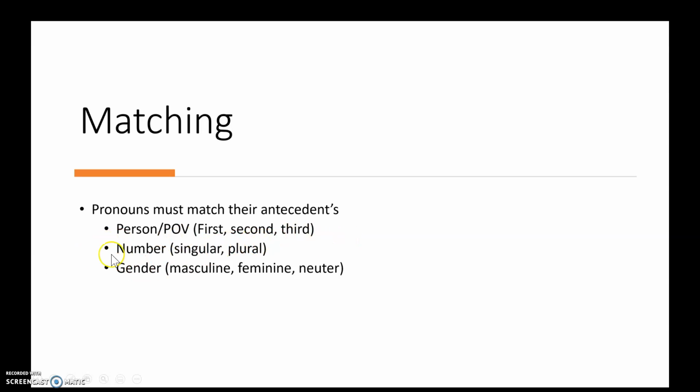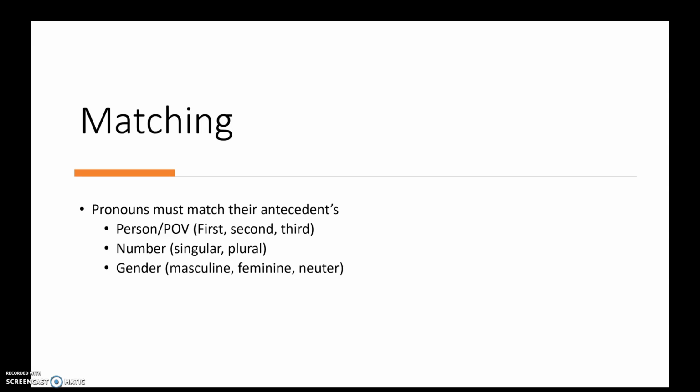So we talked about person and number before. Person was like first person, second person, third person. I is first person singular. We is first person plural, at least in the subjective case. You is second person in both. He, she, it is for third person singular. They is third person plural.